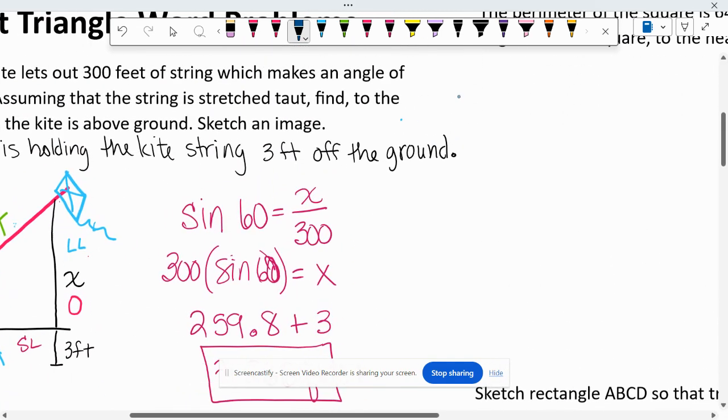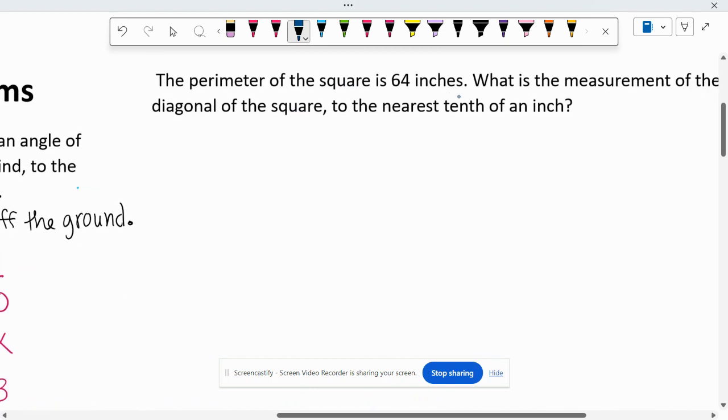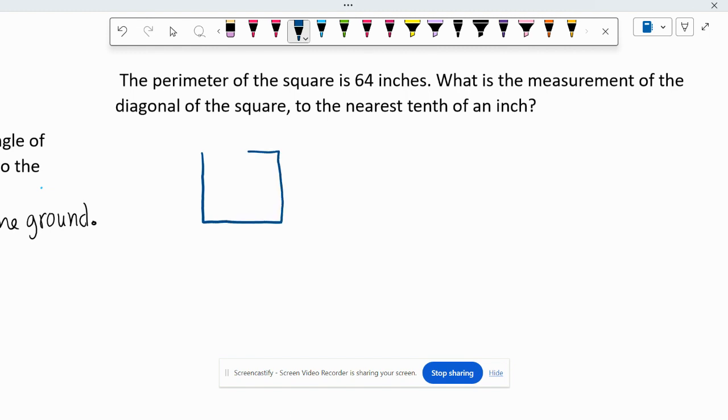All right, this next one is about a square. Jaden, pick your head up so I know you're with me, sir. It says the perimeter of a square is 64 inches. What do we know about a square? Okay, all four sides are the same. So if the perimeter equals 64 inches, what is the measure of one of the sides?